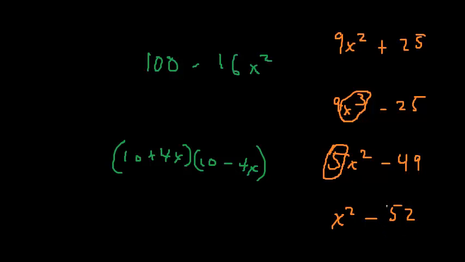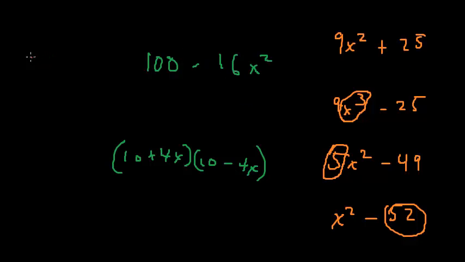Right here, 52 is not a perfect square. So if I have any piece that is not a perfect square, or it is adding the two terms together rather than subtracting them, I will not be able to factor it using this method.